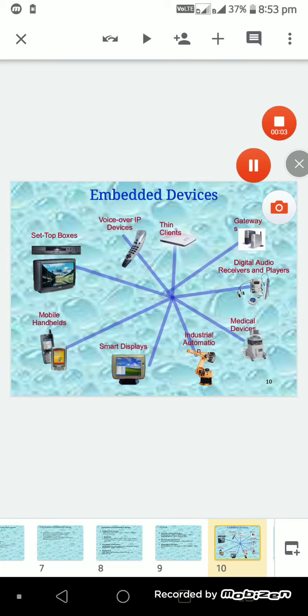Good morning, guys. Continuing from the previous class in embedded systems. Embedded systems are hardware devices. So then, how do we interface to embedded systems?